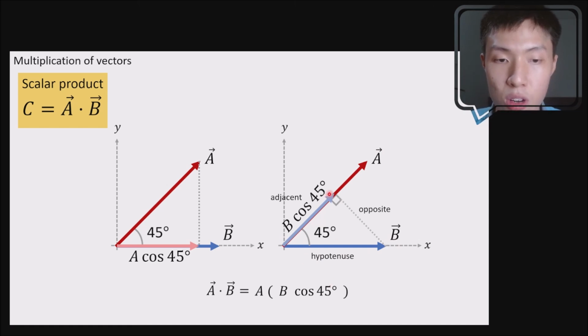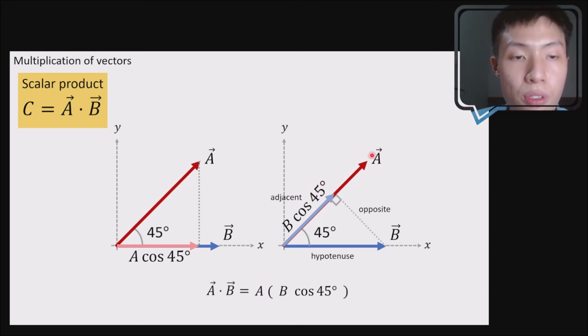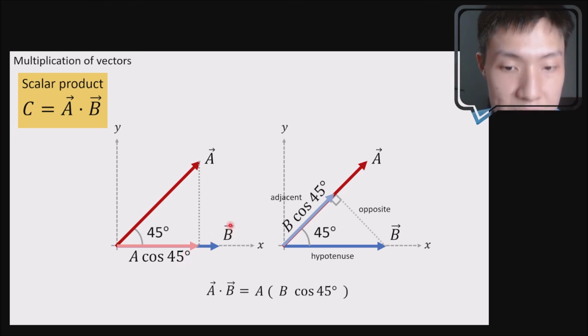And by finding this component, B cos 45 degrees, we multiply it with the magnitude of A. Based on what the commutative law says, multiplying B cos 45 degrees with the magnitude of A will generate the same answer as multiplying A cos 45 degrees with the magnitude of B. That is what the commutative law says.